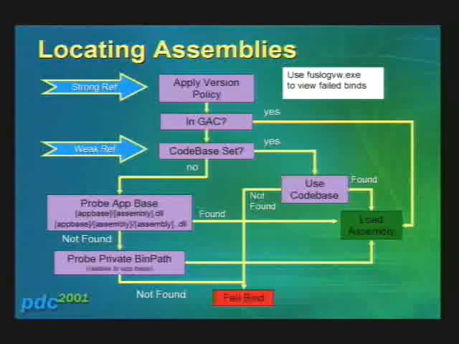The Fusion log viewer logs all binding attempts. We call this Fusion because the mechanism for actually looking up things in the GAC, and the thing that does this assembly resolution, is a chunk of code that's named Fusion. So this is the Fuse log viewer. It's a handy utility. It shows you the bind failures.